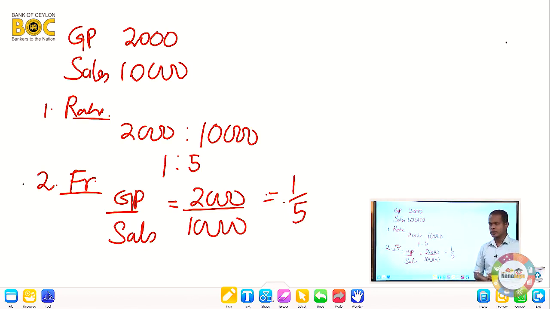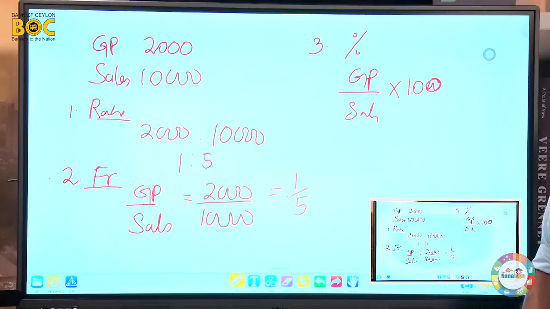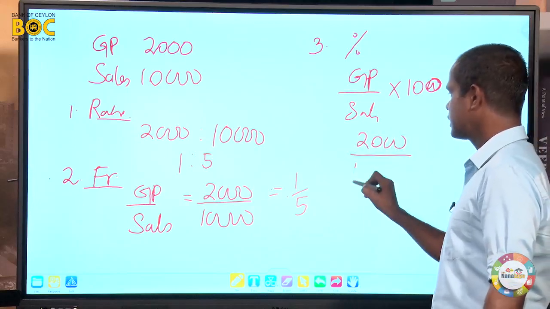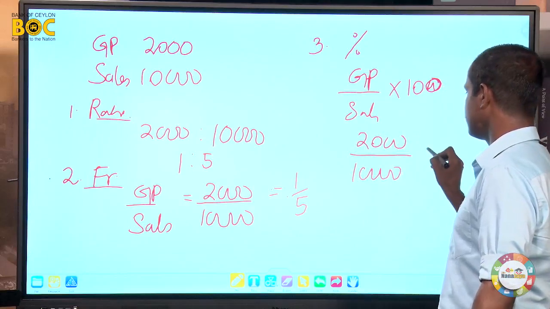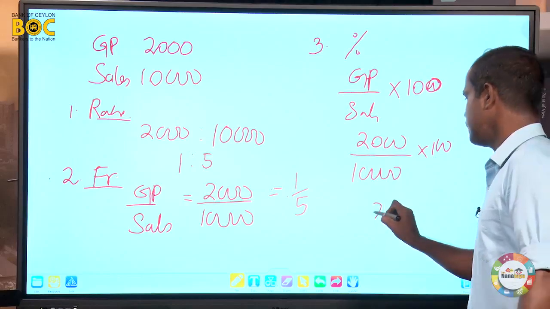Ratio, fraction. Third method, you can present this as a percentage. The gross profit over sales into 100. The gross profit 2000, sales 10,000, into 100, 20%.